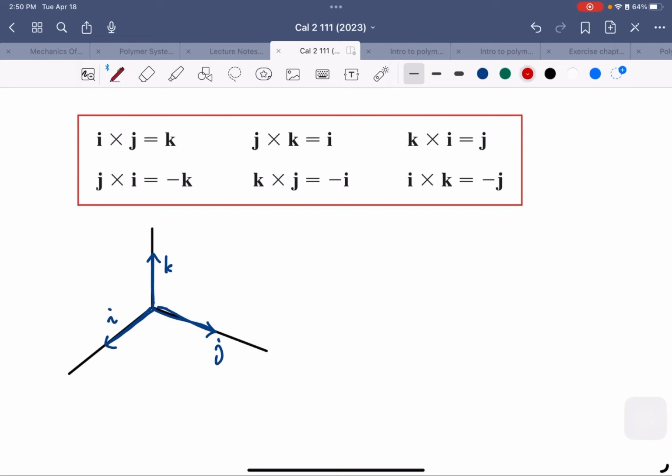Let's start with I cross J. Of course, this is going from the left to the right, going upward, in the upper direction. If we take J cross I, it's going from the right to the left, going down, so it's negative K going down like that. If we take, for example, K cross J, it's going from the left to the right, going there. You can work this out with the right hand rule.